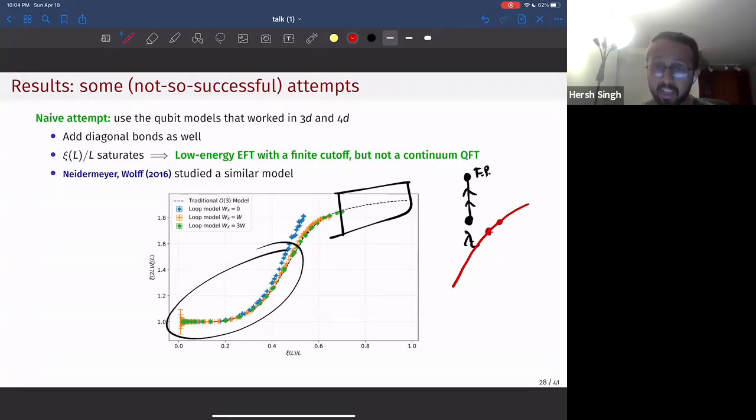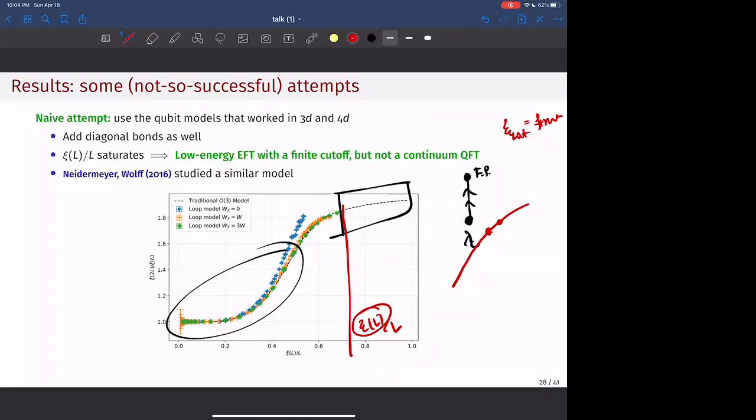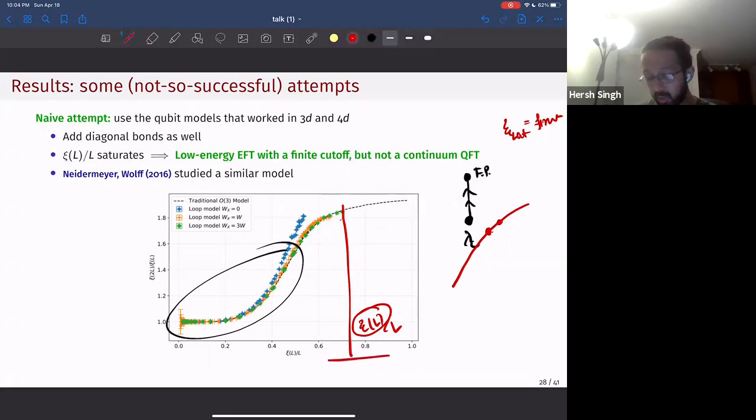But if you're not at the critical point, then the correlation length does not diverge, right? It's finite. And that's what is happening here. There's a finite value of C L over L, and you're not able to increase C L to infinity, which should happen if you were actually at a critical point. If you were at a critical point, you should be able to go all the way to the right of this plot, because C L can be made arbitrarily large in that case. But here you're not able to do it. So we just don't find the critical point in these models.